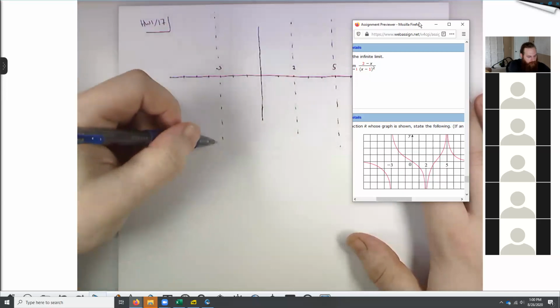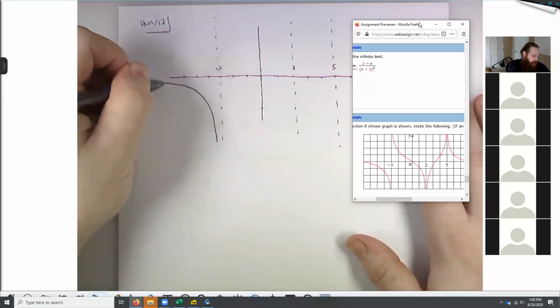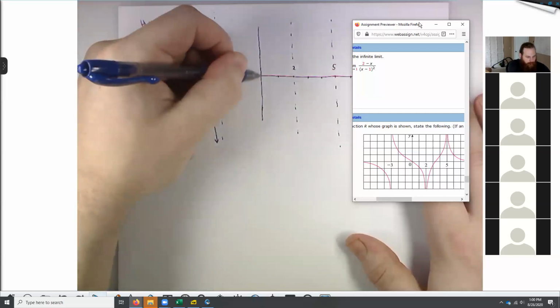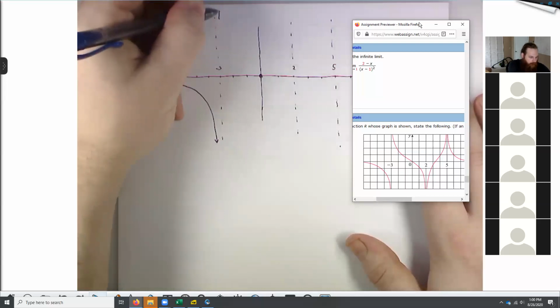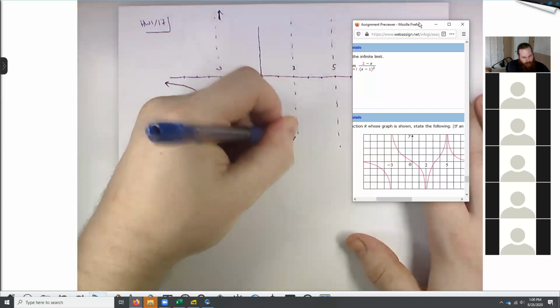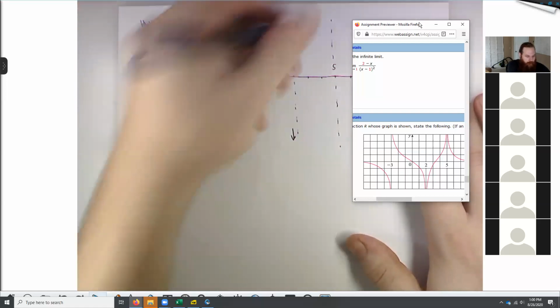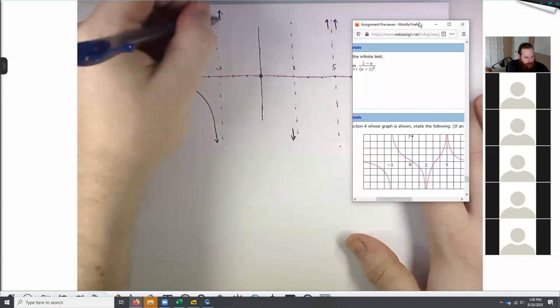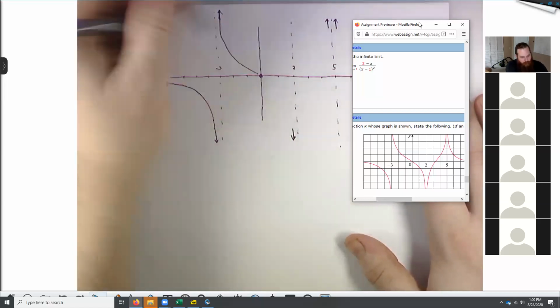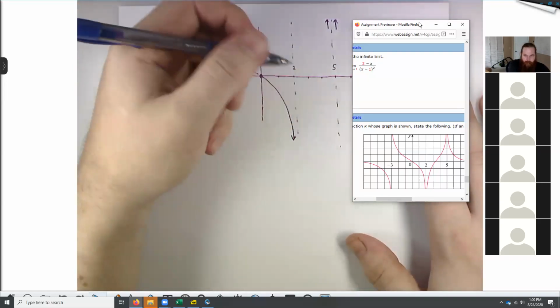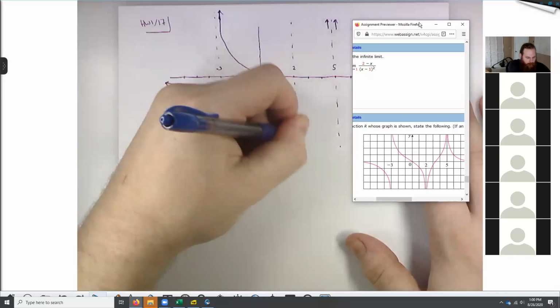So my curve then, over here, goes through the origin, it's going up here, it's going down here, and up at both sides. Okay.